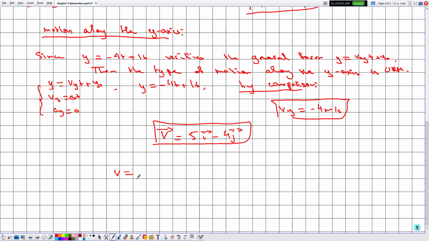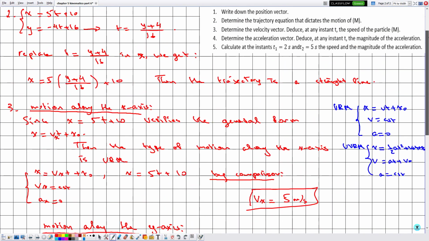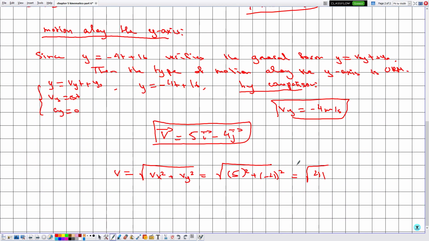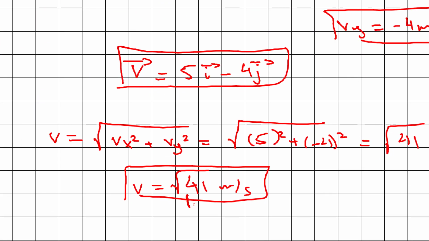The magnitude of any vector can be written as square root of vx square plus vy square, which is equal to square root of 5 square plus minus 4 to the power 2. Plugging this on the calculator, then the speed is given by square root of 41. Since everything is expressed in SI as written here, then v is equal to square root of 41 meter per second, and square root of 41 in the decimal is given by almost 6.4 meters per second.